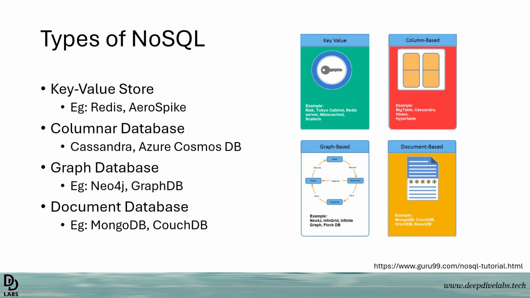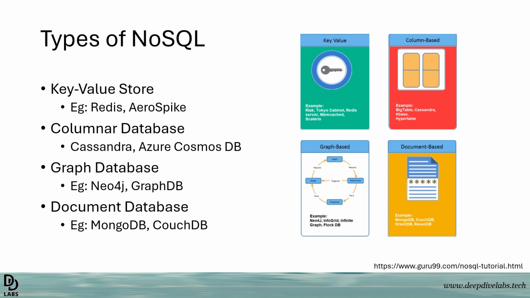Let's review the 4 types of NoSQL database. One is the key value store. As we have seen, it stores the simplest data model of key and the corresponding value. Then the columnar database like Apache Cassandra, which stores data in columnar forms, in column families, rather than rows that are usually done by your relational database.